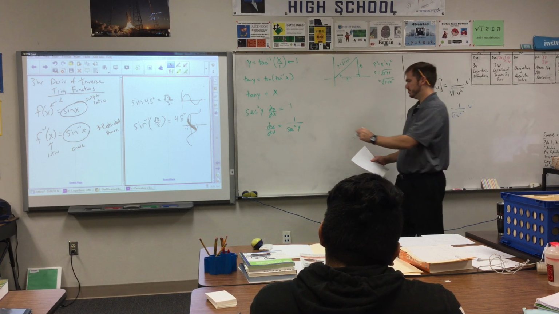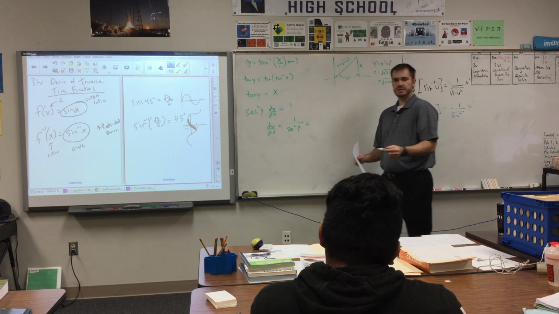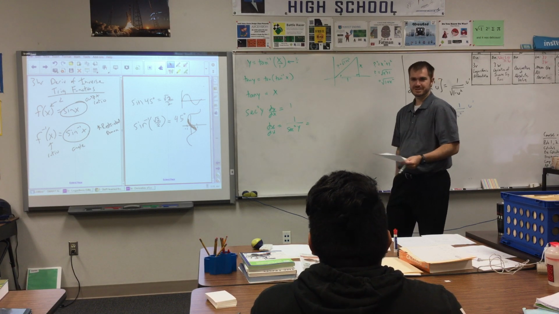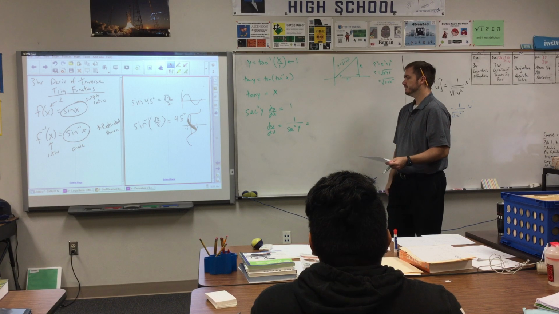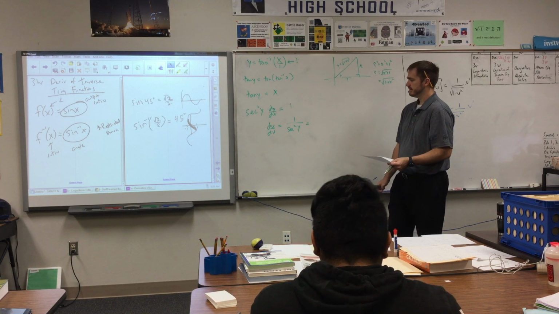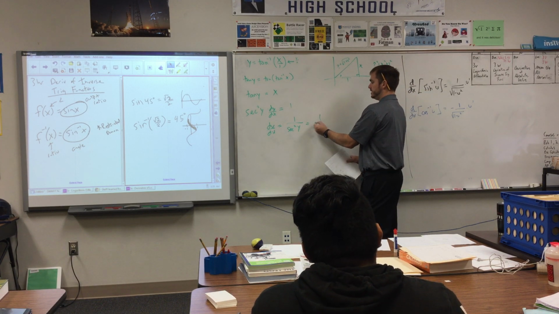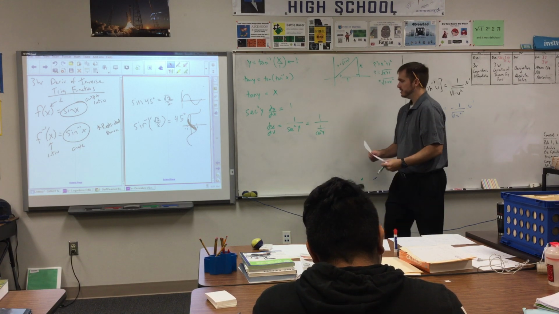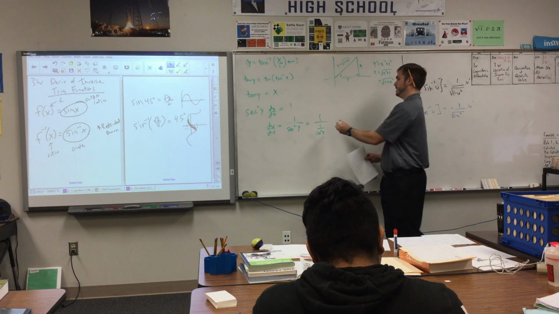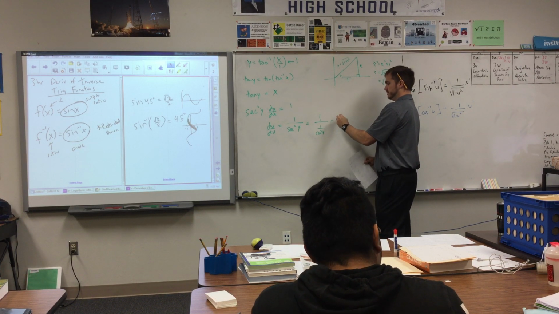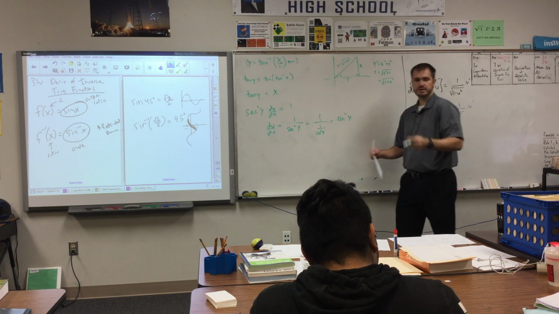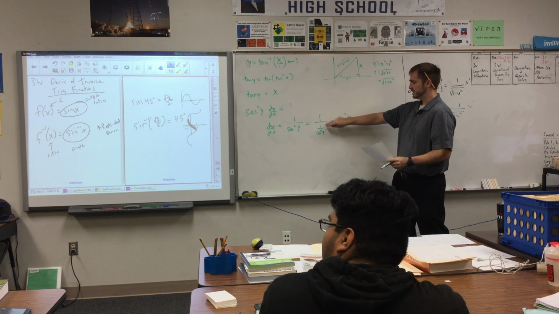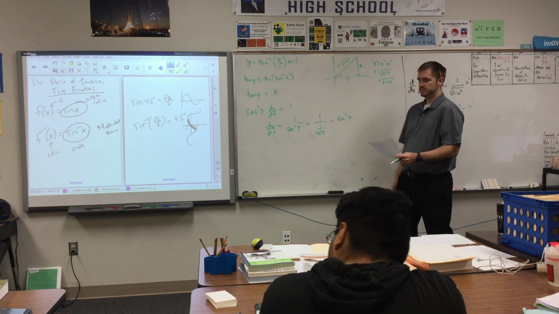Now, if you remember your reciprocal identities, what is 1 over secant squared? Secant by definition is 1 over cosine. So 1 over secant would just be cosine, or cosine squared here. It's because it's the numerator times the reciprocal of the denominator.